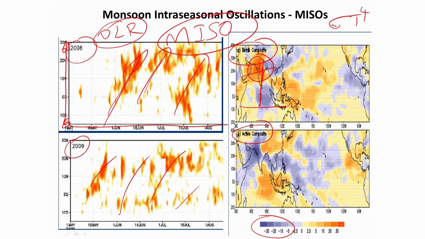So when there is a break composite, that means there is no rain over the Indian subcontinent, but there is rain over the Indian Ocean. When there is rain over the Indian subcontinent, there is no rain over the Indian Ocean, but obviously the central core monsoon zone and northeast of India have their own dance. So they are out of phase as well. So when it's raining here, it's not raining there, and when it's raining there, it's not raining here.